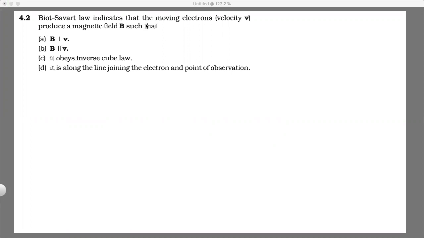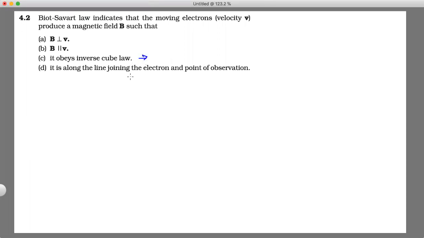Biot-Savart law indicates that the moving electrons produce a magnetic field B such that, what does Biot-Savart say? Should B be perpendicular to V? Third option. Third option is this.